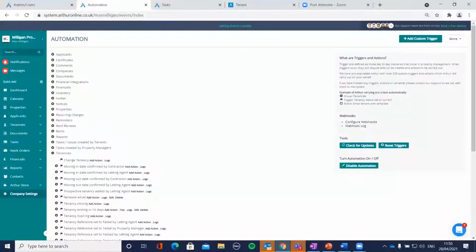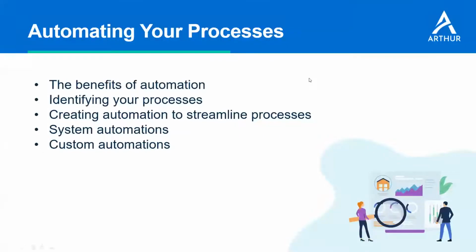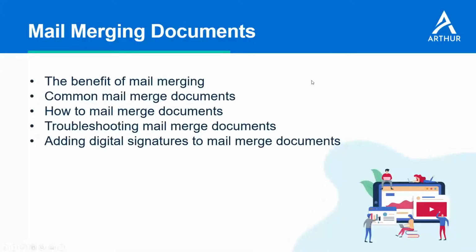So now we will go through, I think, the last of the agenda. Mail merging documents: the benefits of mail merging documents, and common mail merge documents, so obviously ASTs, notices, invoices, things like that. We'll be doing an AST, probably the most common one. How to mail merge the documents: again, we'll be doing that for you, and we'll be having a look at that.